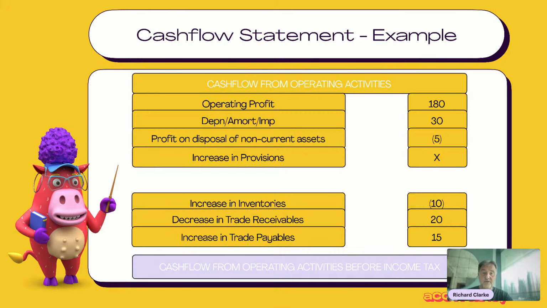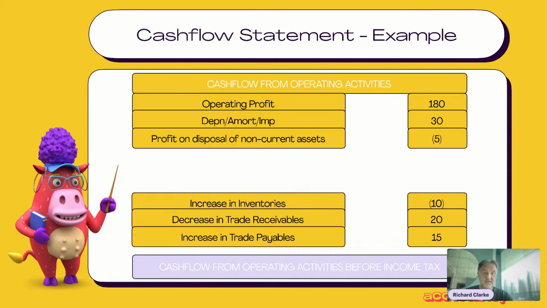So remember to start with operating profit, add back depreciation, profit or loss on disposal of non-current assets, deal with that. Deal with the working capital, the inventory, the receivables, the payables. Get the signs the right way round. There was no increase in provisions in this question, and everybody is happy. Okay, well, hopefully you're all happy. I appreciate it's hard, but let's keep going.